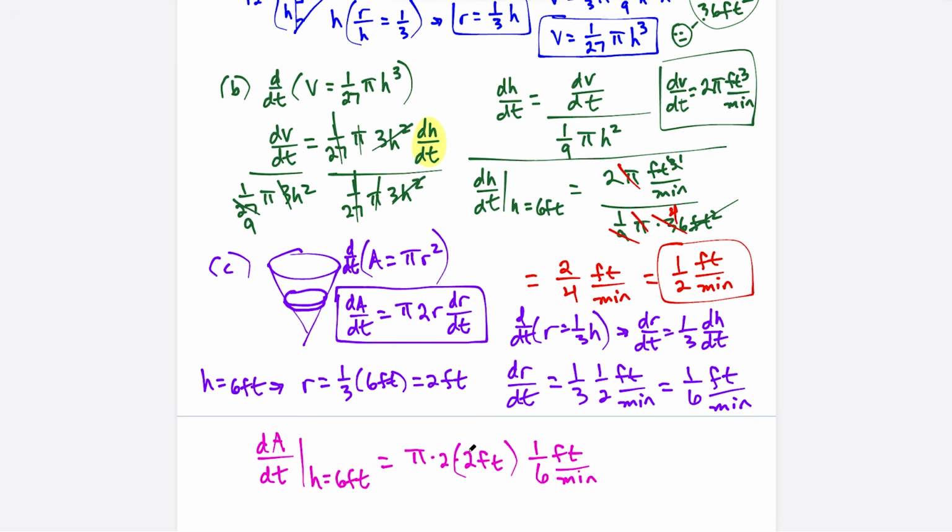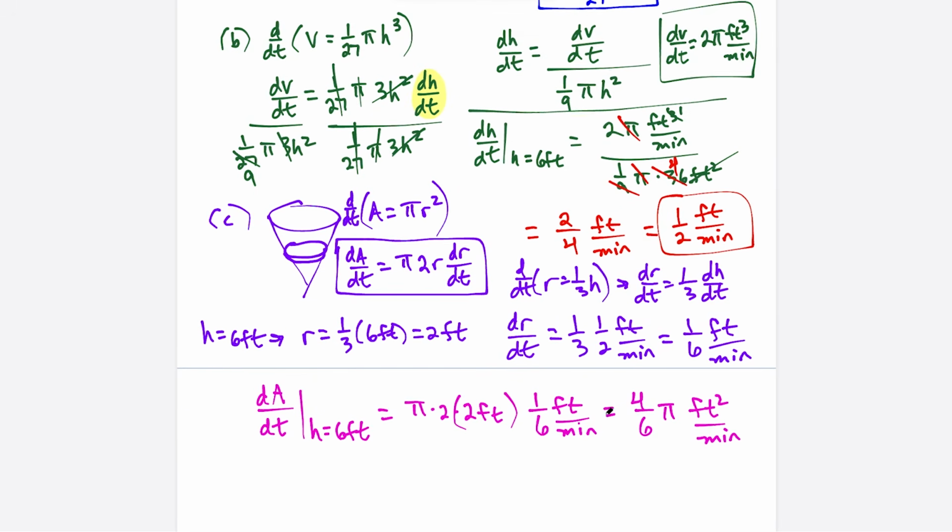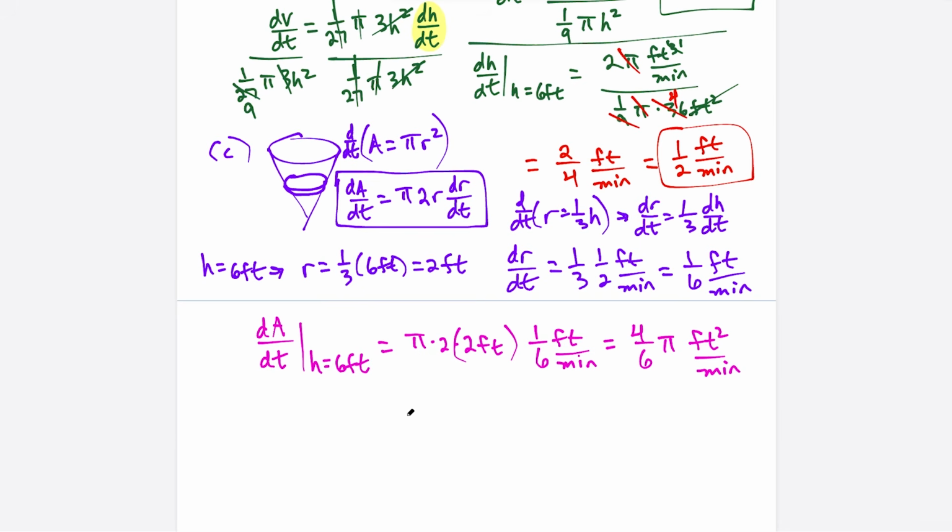So now we just work out all these values here. We have 2 times 2 is 4 times 1/6. So this is going to be 4/6, and then we have a pi tagging along, and then we have feet times feet is square feet. So we have square feet per minute. And now if we want, we could simplify this. We could say that our final answer, we could just reduce this fraction, is going to be equal to 2/3 pi square feet per minute. So here is the rate of change of the area at the moment the height is equal to 6 feet.